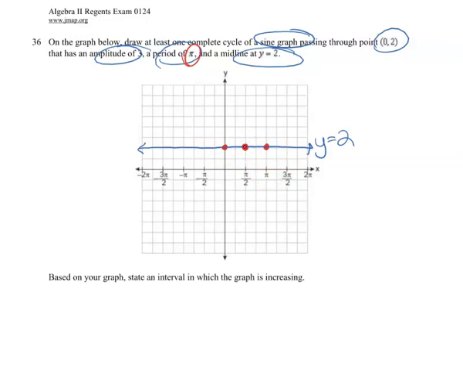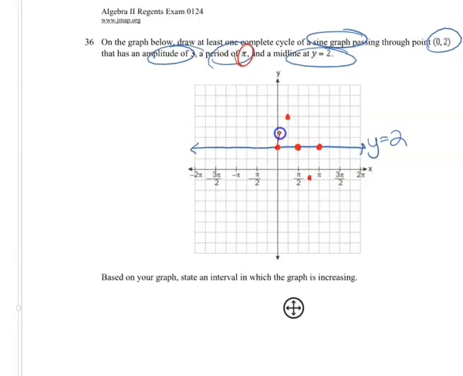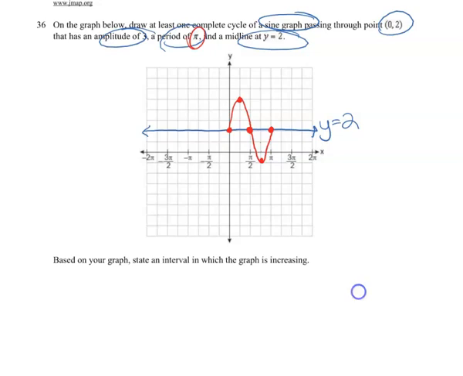Now, from there, it didn't say whether we would go up or down first, so ultimately it's up to you, but I would probably just go up first for my sine graph. So here, and it has an amplitude of 3, so 1, 2, 3. Here, 1, 2, 3. Amplitude is our distance from our midline. And that is one cycle. Oops. Let me do that again. That is one cycle of sine. Said draw at least one. I did it. So based on your graph, state an interval where the graph is increasing.